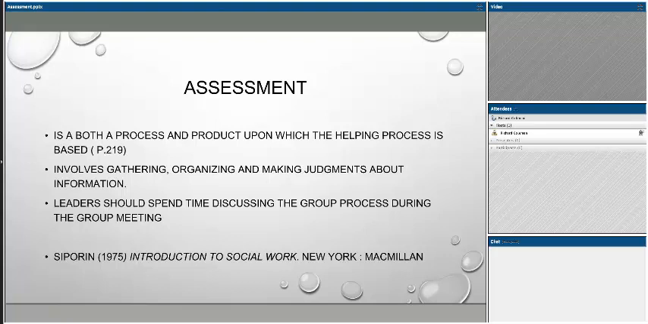And we would also encourage the leaders of the groups, in a co-leadership model, to really spend quite a bit of time discussing the group process during the meeting. So the members of the group need to understand what it is you're trying to accomplish, where it is you're going, and so spend as much time as you need to make sure that those things are actually covered.